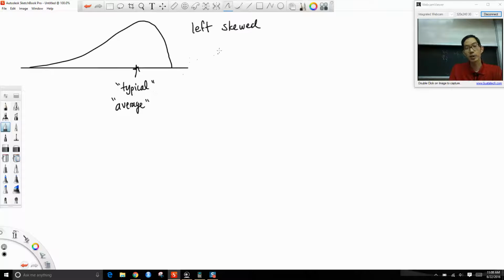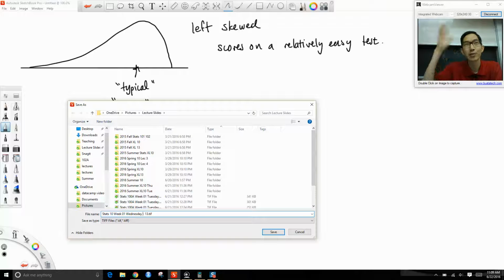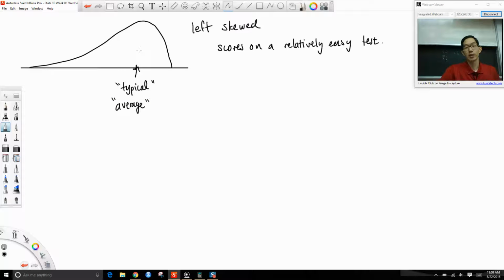So something that might be left skewed would be scores on a, we'll say, relatively easy test. Okay, so we can have a relatively easy test, and most people score quite high, but just with the nature of tests, you can't score over 100% or over the maximum, getting them all right. That's generally the max you can do. And if it's relatively easy, most people will score high. But whatever test it is, inevitably there will be a few students who score poorly.